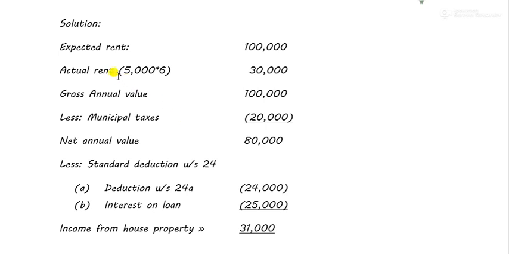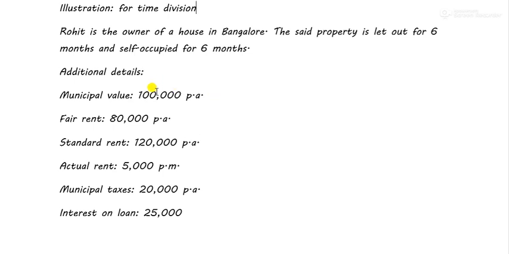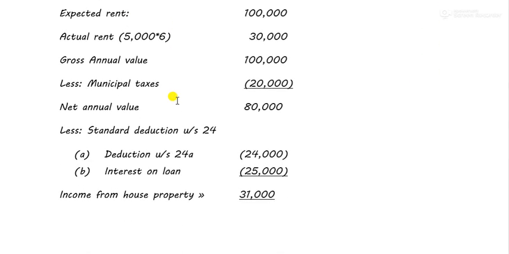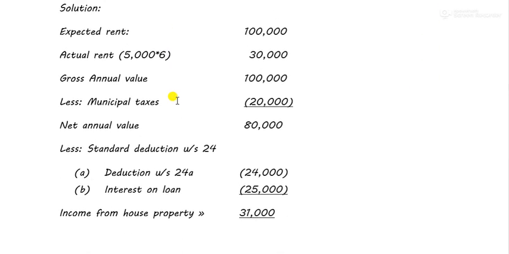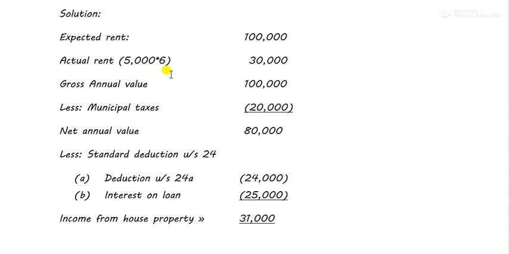Okay, so the expected rent is 1 lakh. Very simple. 1,80,000, 1 lakh, and 1 lakh 20, 1 lakh. So my expected rent becomes 1 lakh, and my actual rent is only how much? 5,000 into 6, 30,000. Why 5,000 into 6? Because the property has been let out only for 6 months. If the property has been let out for 6 months, why will I take the actual rent for the whole year? Right, I have received only 30,000.